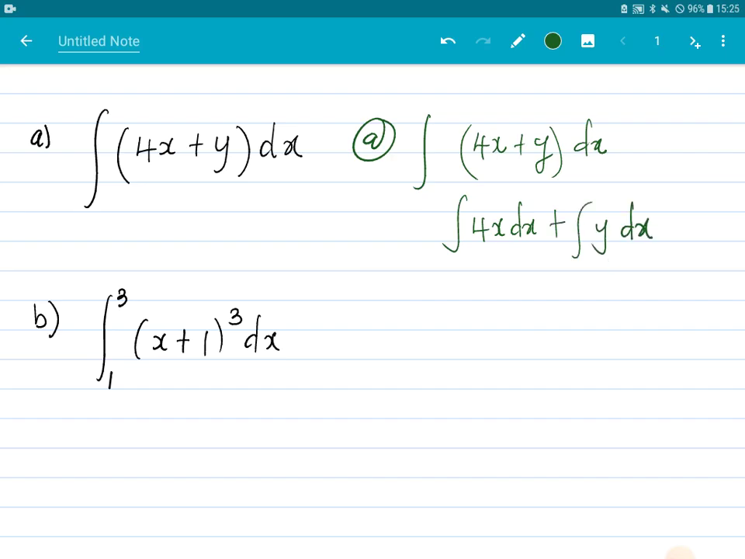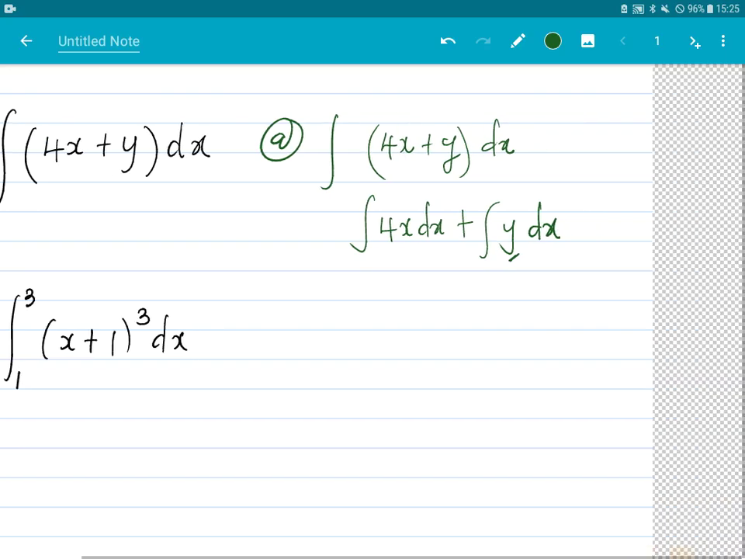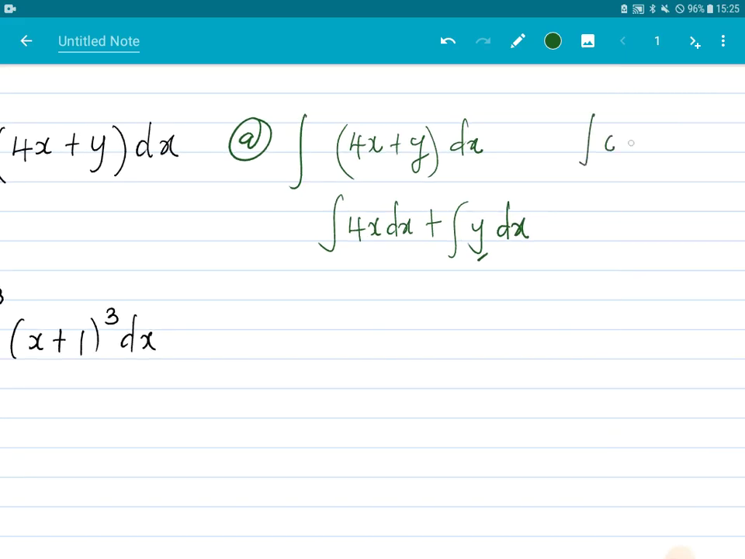Now, if we have to integrate y with respect to x, we are going to treat y as a constant. Remember that the integral of any constant c with respect to x just gives us cx. Same thing is what's going to happen here. So here we end up having 2x squared, and plus xy plus c, just like that, and we're done.